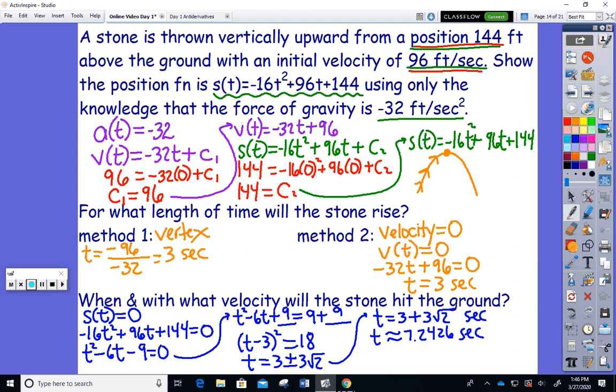If I go back and say, okay, I'm going to let you use your calculator, if you want the velocity, then all you do, guys, is do v of 7.2426. You're going to plug that into your calculator, and you're going to get feet per second, and you're going to be done. So I'll leave it to you to do that on the calculator. I know you can. And we're going to stop here for today.